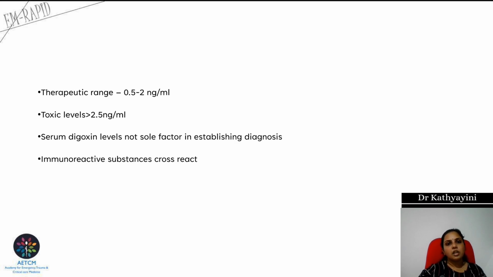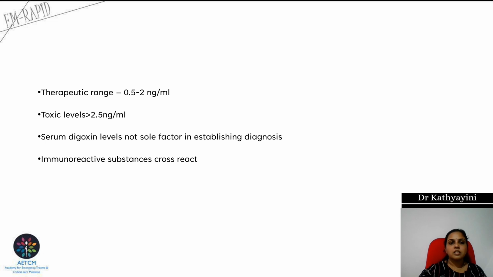The therapeutic range of serum digoxin is 0.5 to 2 nanograms per ml, and the toxic range is more than 2.5 nanograms per ml. And as already told, the serum digoxin level is not the sole factor in establishing digoxin toxicity as a diagnosis.